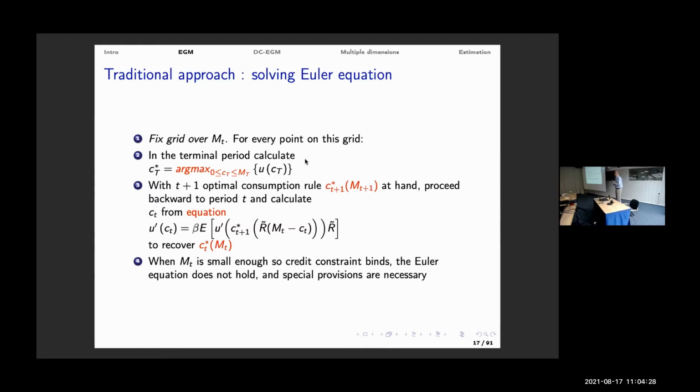Well, again, the thing to see is that we fix the grid over the states as a first step. And again, we're not solving the optimization problem. We're solving a first order condition, the equation instead. But computationally, that's the same thing, right? So computationally, that's as hard as finding the optimal level of consumption in the previous solution method, the VFI.